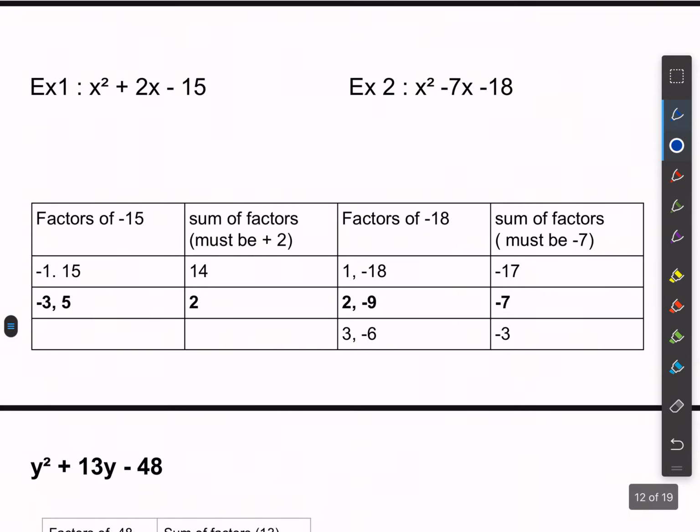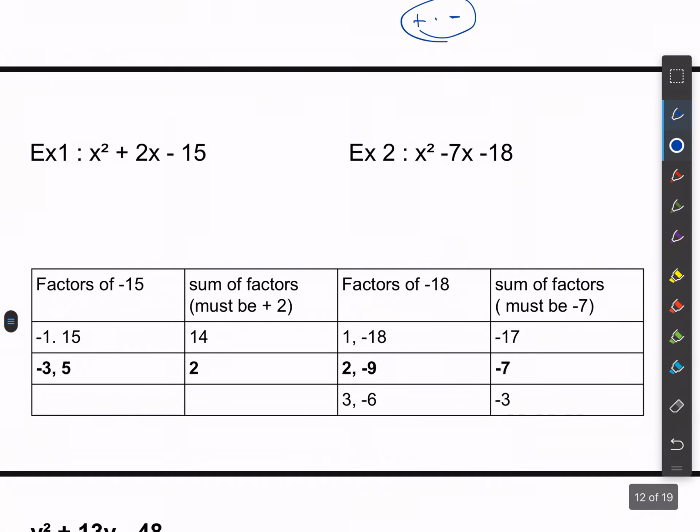So let's look at some of these. For this one, we have negative 15. I'm asking myself, what two things multiply to give me 15 and add to give me 2? Let's look at the factors. 1 and 15 can never get something that's equal to 2, so that's not going to work. Let's go to 3 and 5. This could work, because the difference between 3 and 5 is 2.